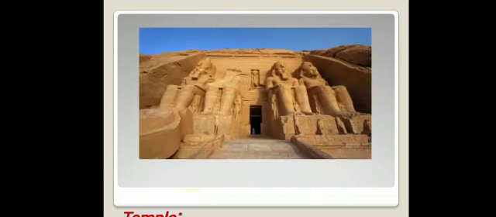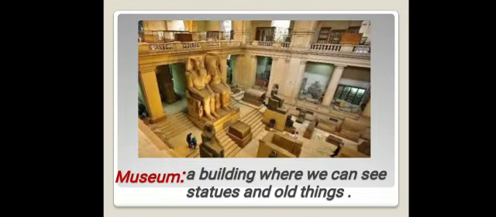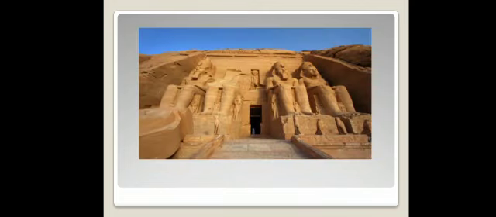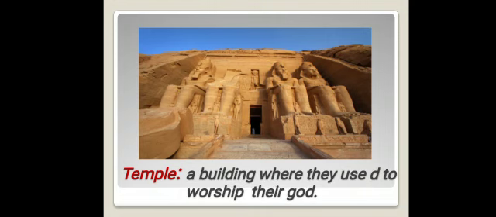This place is just like a museum. Yes, but in the museum, we made a building and we put all the statues inside this building, and all the old things like what you can see in the previous picture. But here it is a place. Its name is temple. What is this temple? It's a building where they used to worship their God.